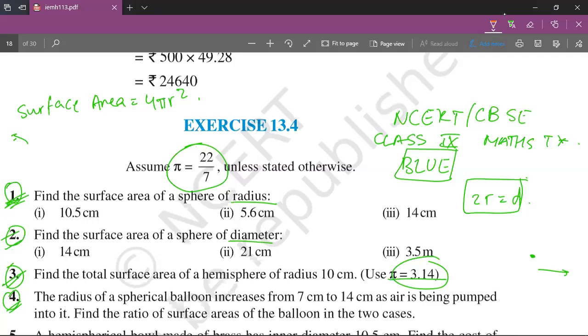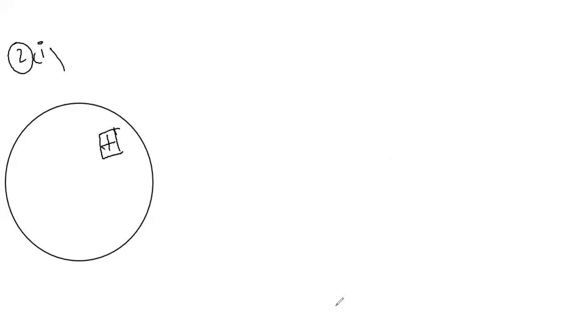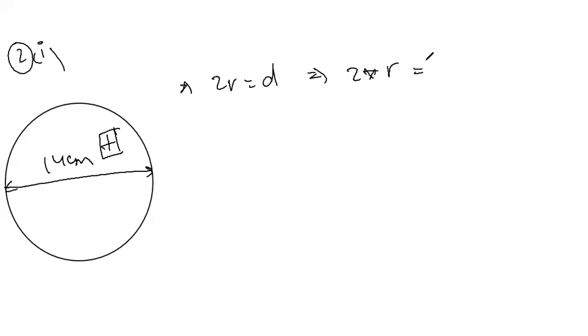So the diameter is 14 centimeters and we have to calculate the radius. Once I have drawn the figure of a sphere, we'll calculate the radius. It has given us that the diameter is 14 centimeters, but we have to find the radius because all the questions in surface area and volume are based on radius, not diameter. So 2r is equal to d, which is 2 into r. We don't know r's value, but we do know d's value, which is 14. So r is equal to 7 centimeters.